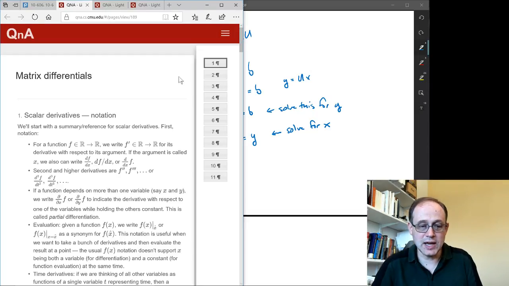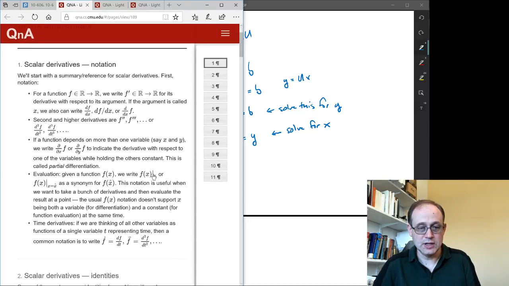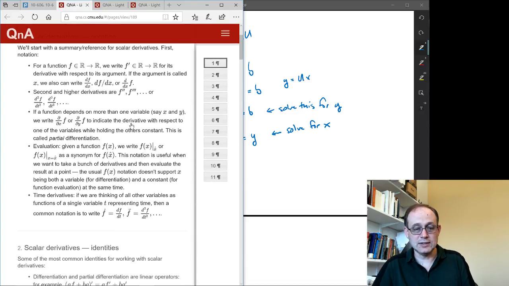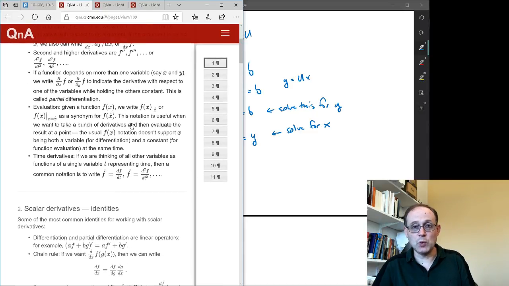All right, so let's start by briefly reviewing scalar derivatives. So if we have a function f with a real input and a real output, we write f prime for its derivative with respect to its argument. If the argument is called x, we can write df dx or d by dx of f, right? We can write f double prime for a second derivative, f triple prime for higher derivatives. If a function depends on more than one variable, so let's say it depends on both x and y, we can write partial with respect to x of f or partial with respect to y of f. And what that's doing is talking about the derivative with respect to x or y holding the other one constant. So that's called a partial derivative.